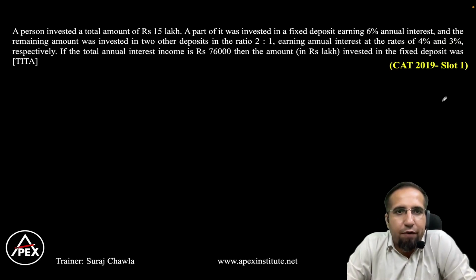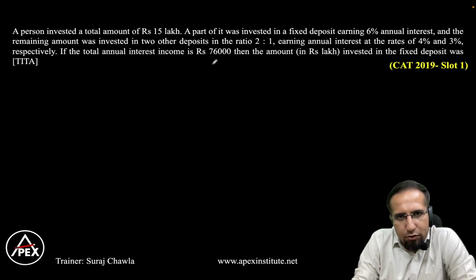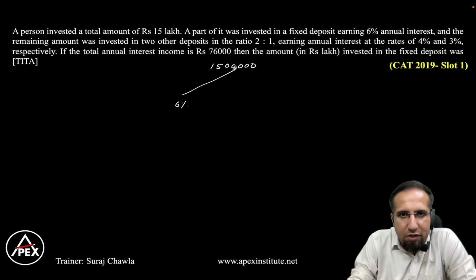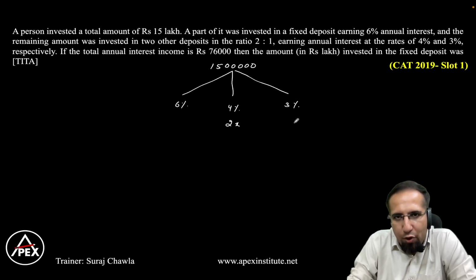Now a person invested 15 lakhs, a total amount of 15 lakhs. A part of it was invested in fixed deposit at 6% per annum. The remaining amount was in the ratio of 2:1 at 4% per annum and 3% per annum. So since the ratio was 2:1, let me take this as 2x, and this as x. That means this total part is 3x. That means the fixed deposit part becomes 15 lakhs minus 3x.